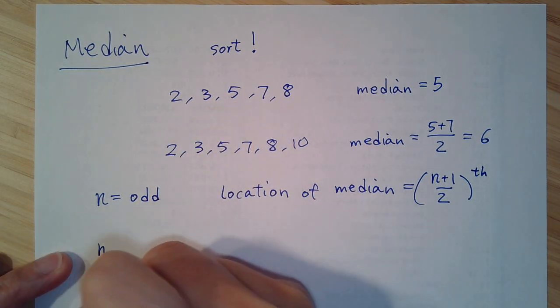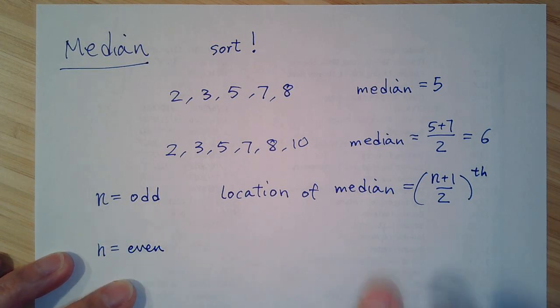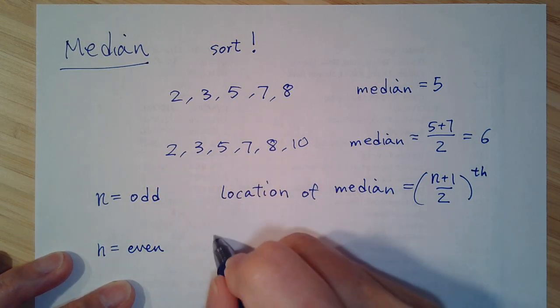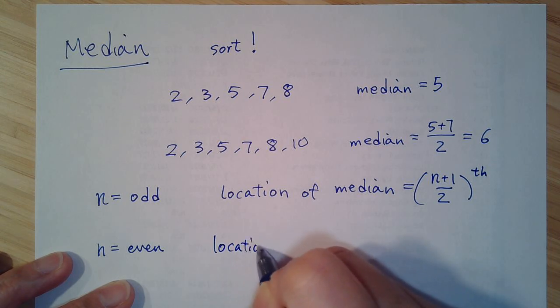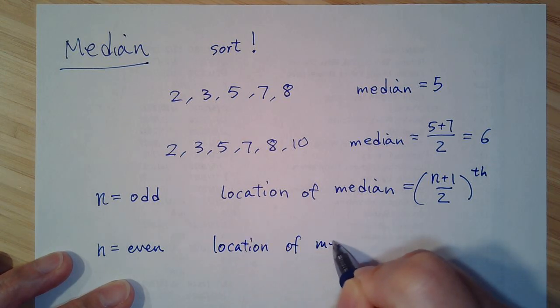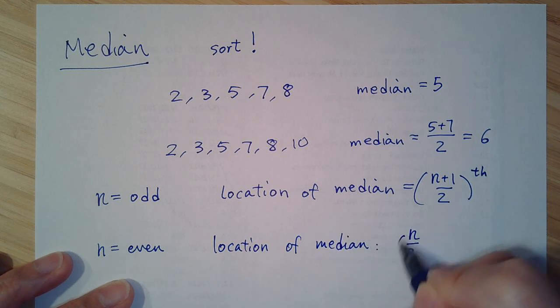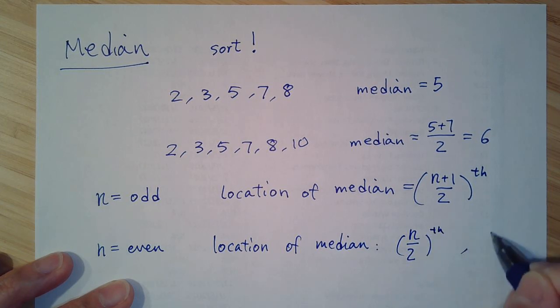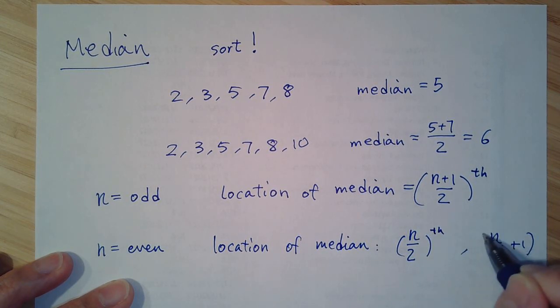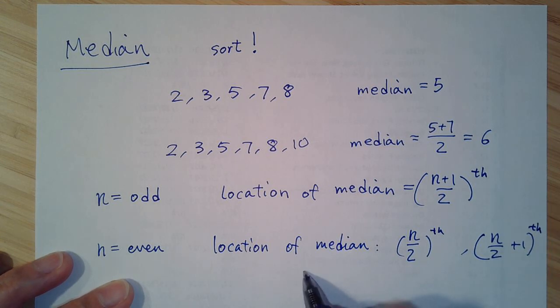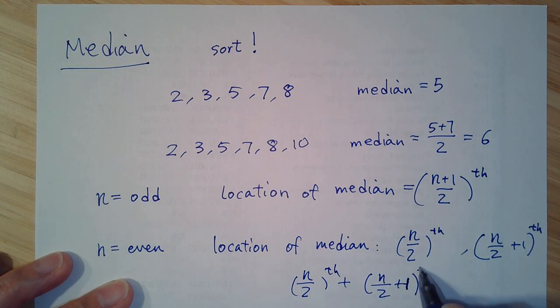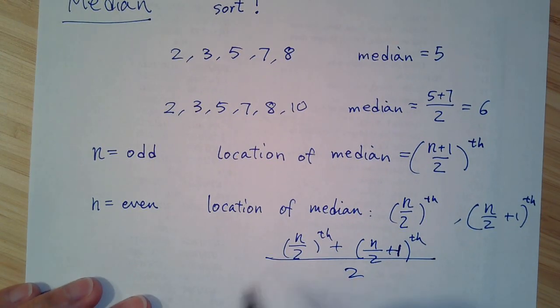All right, now when n is even, like this case, right? Our n is 6, so the location of median, you're going to have the n over 2 position, and the n over 2 plus 1 position, and then you take the average. So n over 2 plus (n over 2 plus 1), all over 2, because that will be the value of your median.